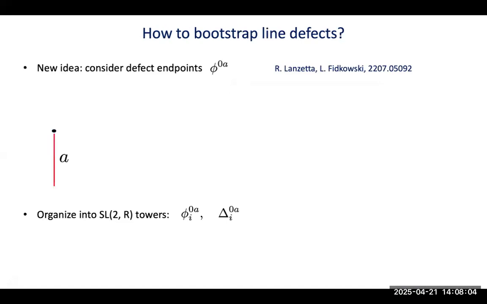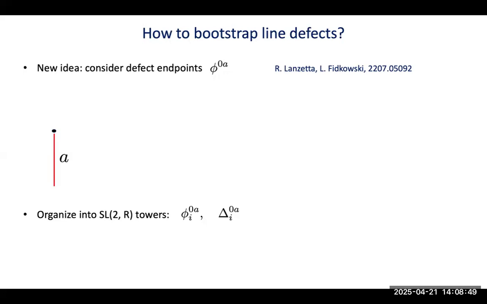So for line defects, or certain types of line defects, we've been able to circumvent this challenge. The idea really goes back to a paper by Ryan Lanzetta and Lukasz Witkowski, where Ryan is my collaborator, that you should think about defect endpoints. Here's your line defect of some type, and think about just terminating it at a point. You can think of this as a defect-changing operator between a transparent, trivial line and this non-trivial line. These will also organize themselves into conformal towers under the remaining SL(2,R) symmetry along the defect.